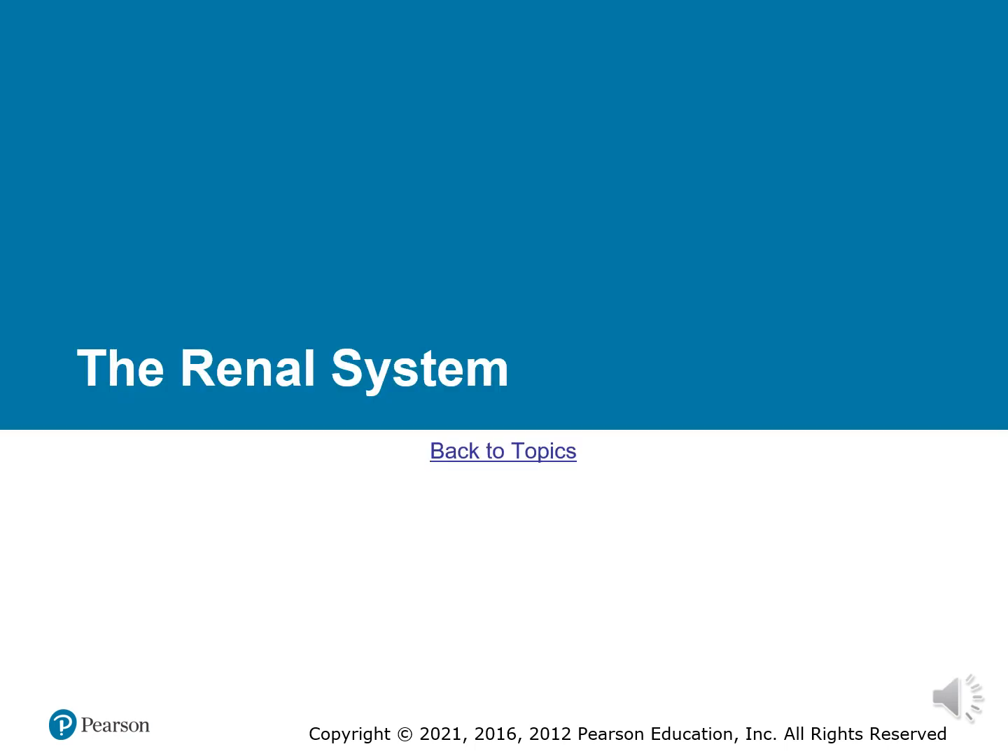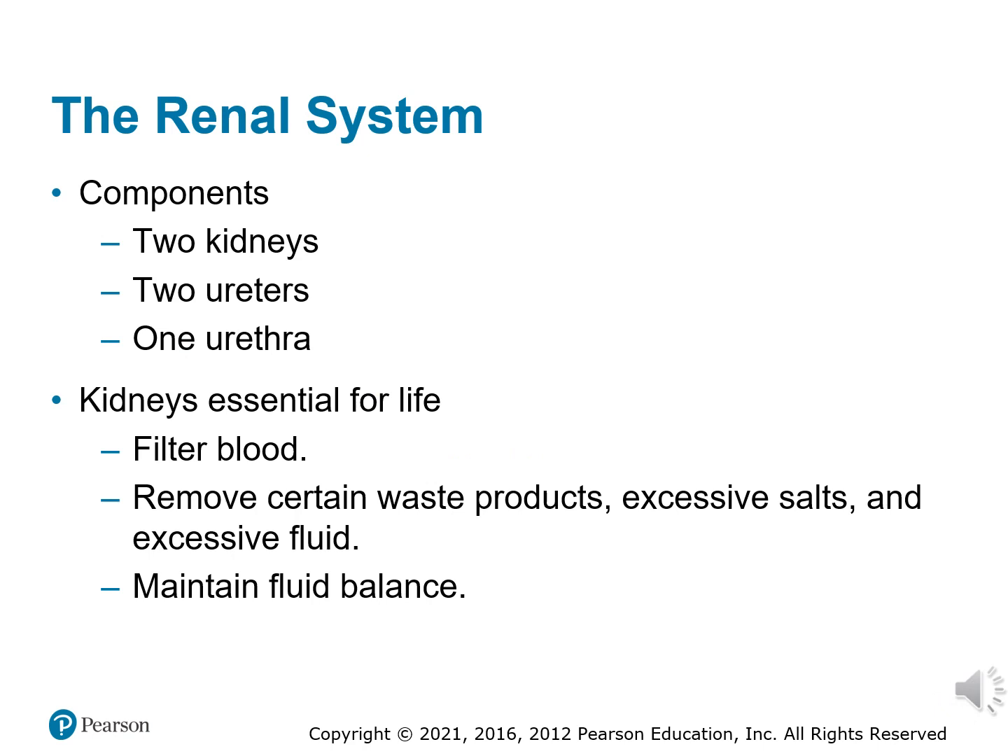Now we're going to move on to the renal system. So the components are 2 kidneys, 2 ureters, and 1 urethra. The kidneys are essential for life. They filter the blood, remove certain waste products, excessive salts, and excessive fluids, and they maintain a fluid balance.